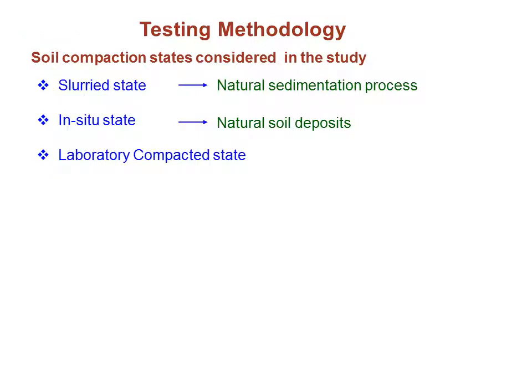The testing methodology which I adopted for this study: soil was considered in three different compaction states. One is the initially slurried state. Here the initial water content was close to the liquid limit of the soil sample. Then the second state considered was the in situ state. From the natural undisturbed sample which was collected, undisturbed specimens were collected for the study without disturbing its fabric structure and pore structure. And the third state considered was the laboratory compacted state.